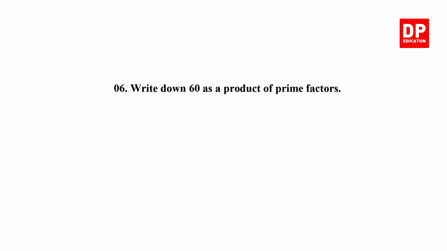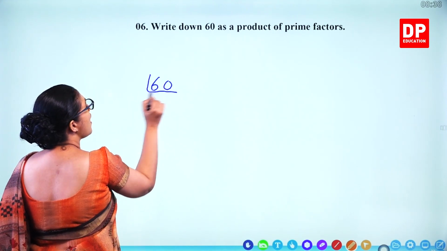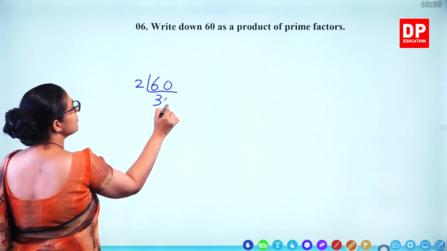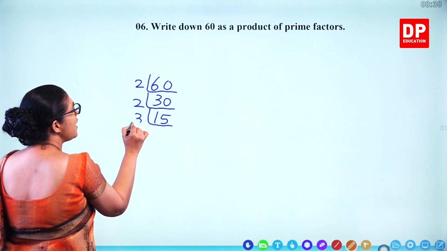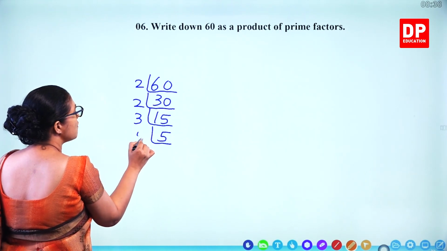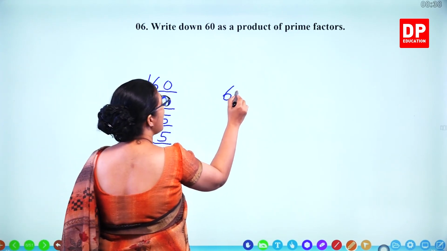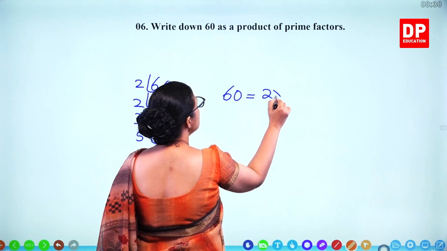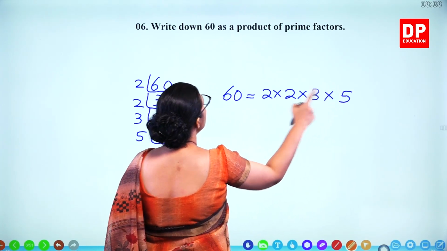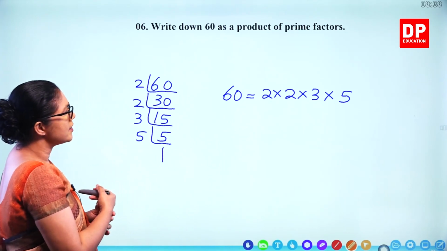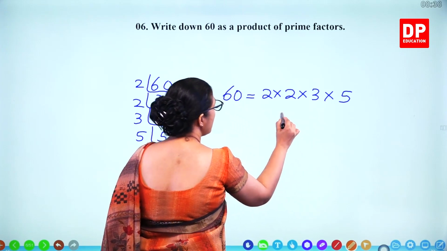Question number 6. Write down 60 as a product of prime factors. We can divide 60 by 2. Again divide by 2, you get 15. Divide by 3, you get 5. And divide by 5, you get 1. So 60 you can write as 2 times 2 times 3 times 5. So this is the product of prime factors. 2 marks you are getting.